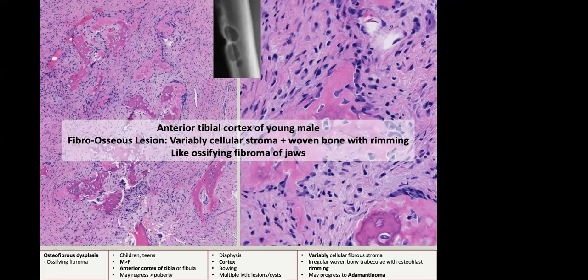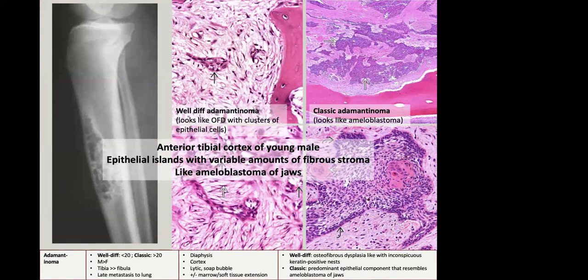The differential here is an adamantinoma, and an adamantinoma can either look basically like a background of osteofibrous dysplasia with rare isolated clusters of epithelial islands that you can highlight on keratin stain, and you can see here with these arrows, versus a full-fledged classic adamantinoma that has giant epithelial islands that look like ameloblastoma. And so whenever you have an osteofibrous dysplasia, I would throw your keratin on there to see if you can pick up these isolated islands, in which case prognosis is a little bit worse because these can metastasize.